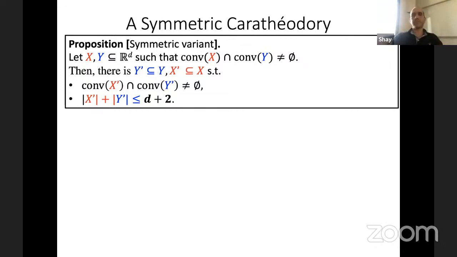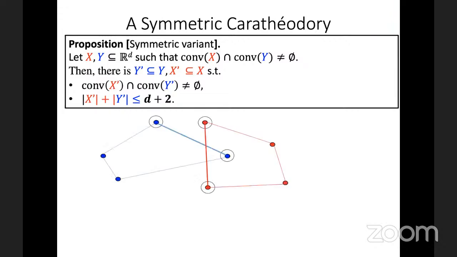Assume you have two sets such that there is a point in the convex hull of both of them, a common point. Then you can find two small sets, x prime and y prime, whose sizes sum up to at most d plus 2, such that the convex hulls of these two small subsets already intersect. So you can witness that the convex sets intersect by small convex subsets. Here we have the blue and red polygons that intersect, but we can already witness the intersection by taking these two edges that intersect. And as you can see, 2 plus 2 is 4, which is d plus 2 in the plane.